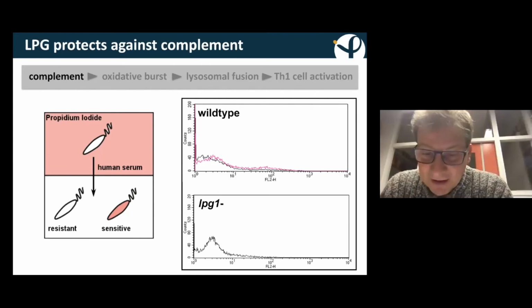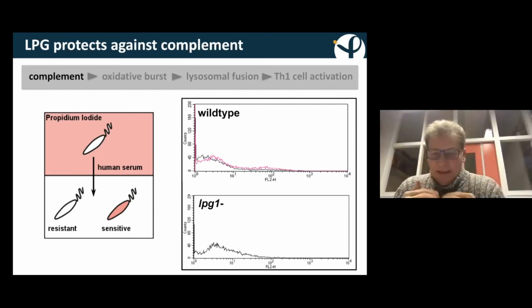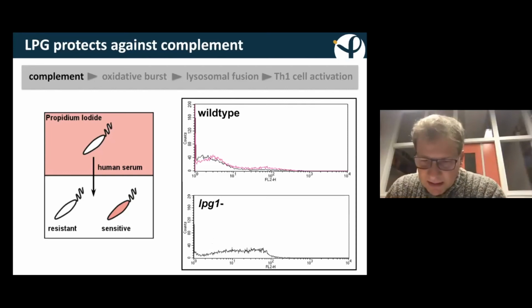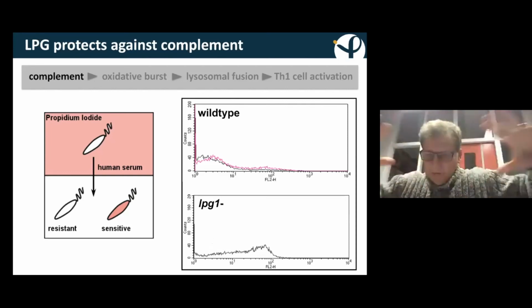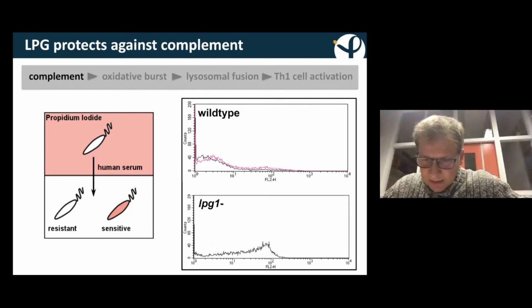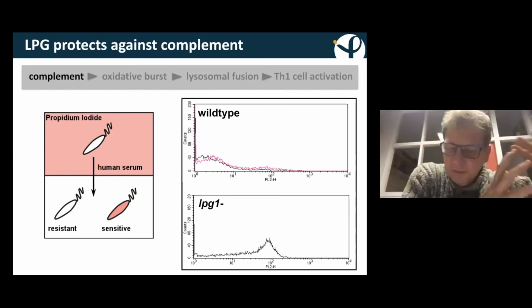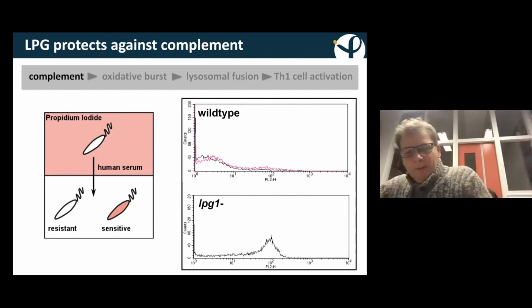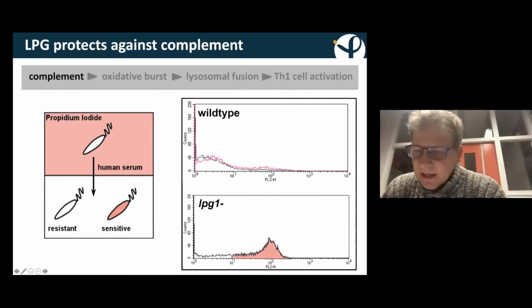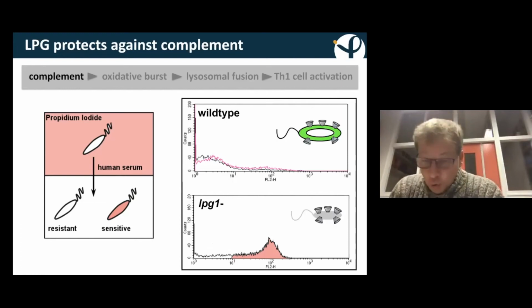And you will see how the population of the parasite, little by little, there is more and more red coming up. So what you see here is that the population of parasites we analyzed here goes from not being red, all the population turns to be red. And this was the end of the experiment. And you can, I think, see the notable difference. And so this showed that LPG is absolutely crucial for complement resistance.